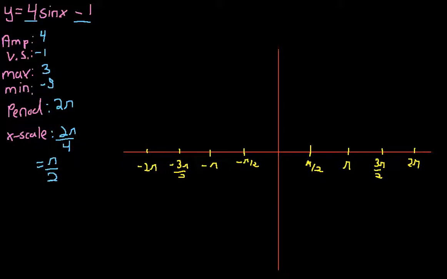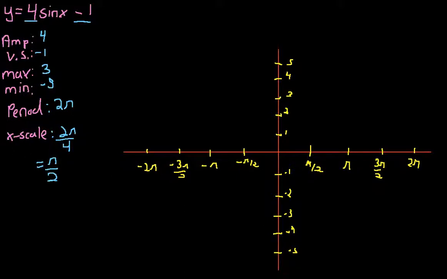The next thing we're going to do is focus on the y scale. Well, we know our y scale needs to be able to go as high as 3 and as low as -5. So I'm going to make those tick marks appropriate. I'm going to go -1, -2, -3, -4, and -5. Going up this way would be 1, 2, 3, 4, 5. Make that a little lower.